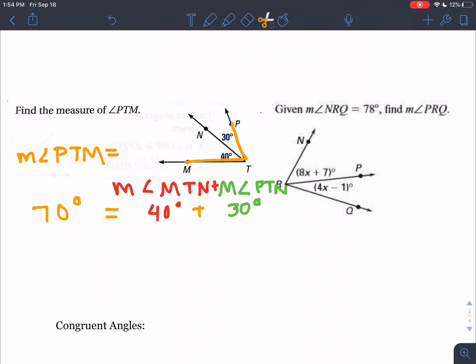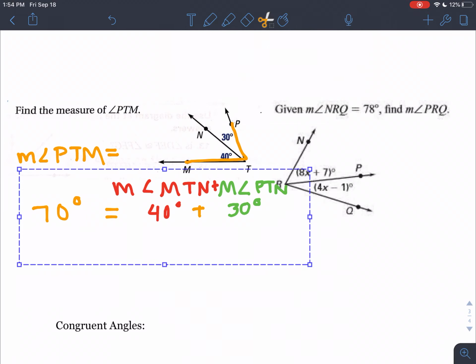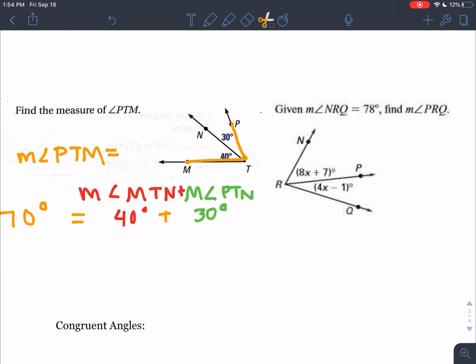Let's move this over so we have room. All right, so now let's use it in a more complex way. Given that the measure of angle NRQ is 78 degrees, find the measure of angle PRQ. So let's make sure that we highlight what this is looking for us to do. It wants us to find the measure of angle PRQ here in pink. Given that NRQ is 78, NRQ, that's the whole thing.